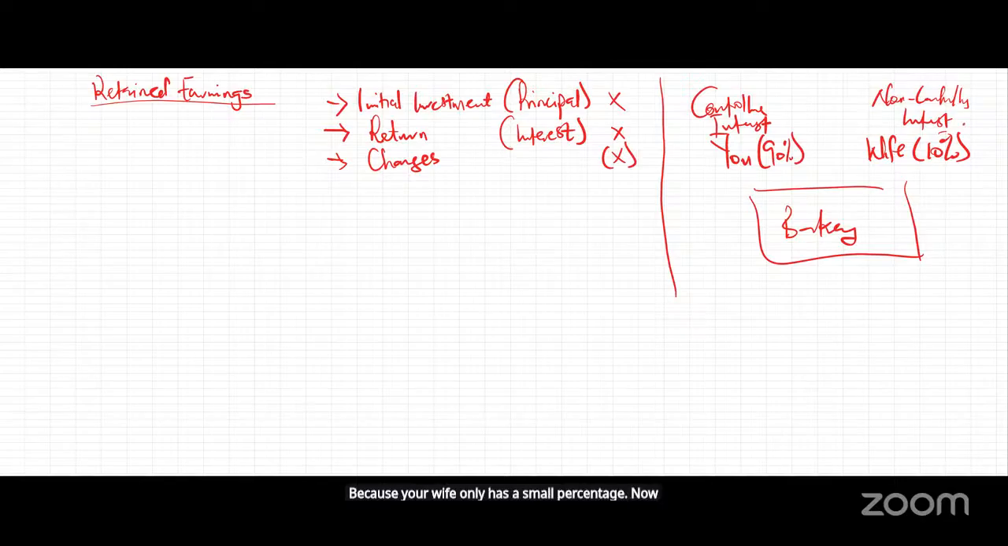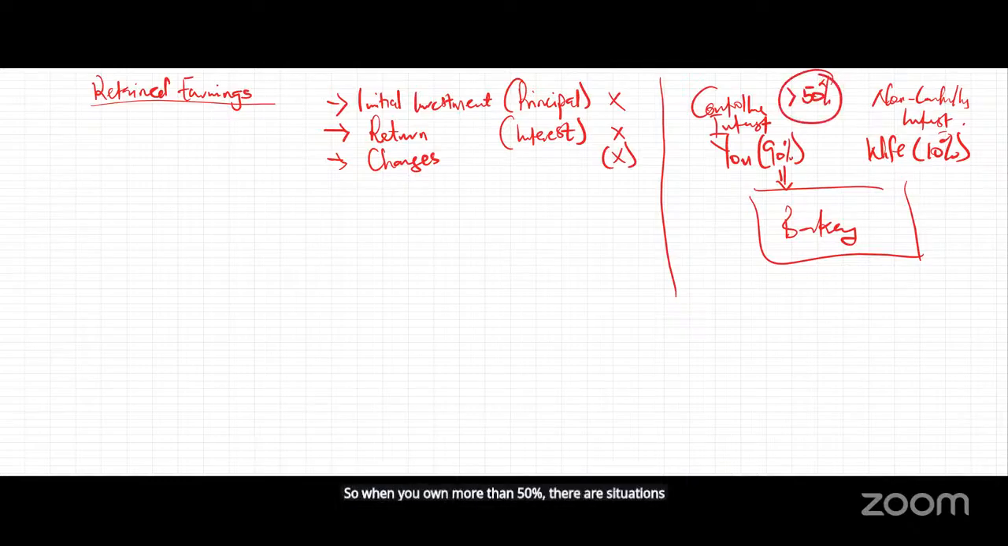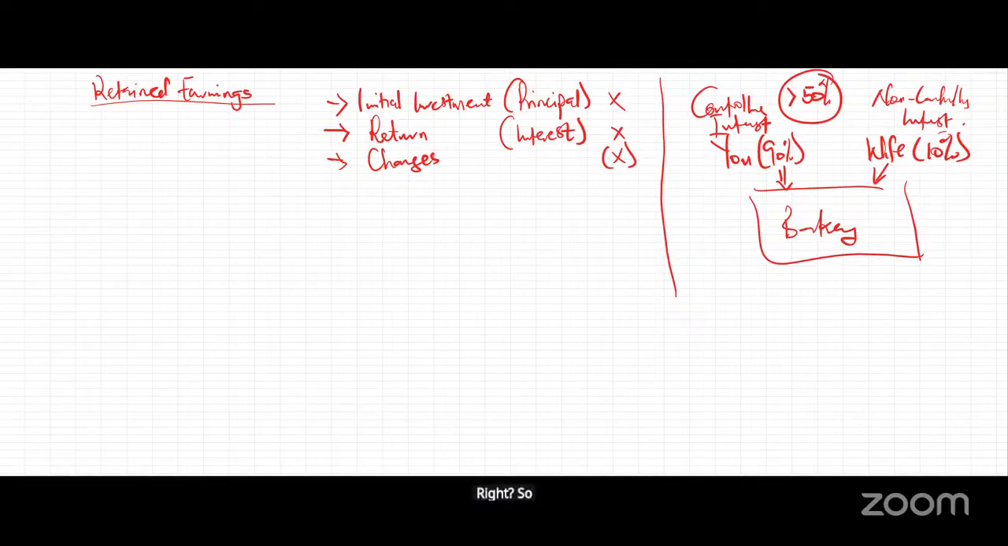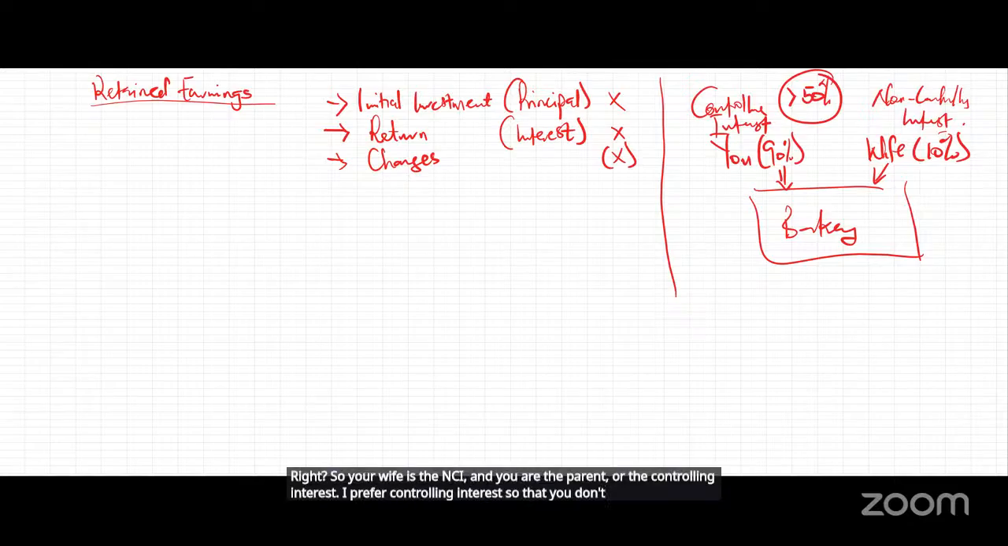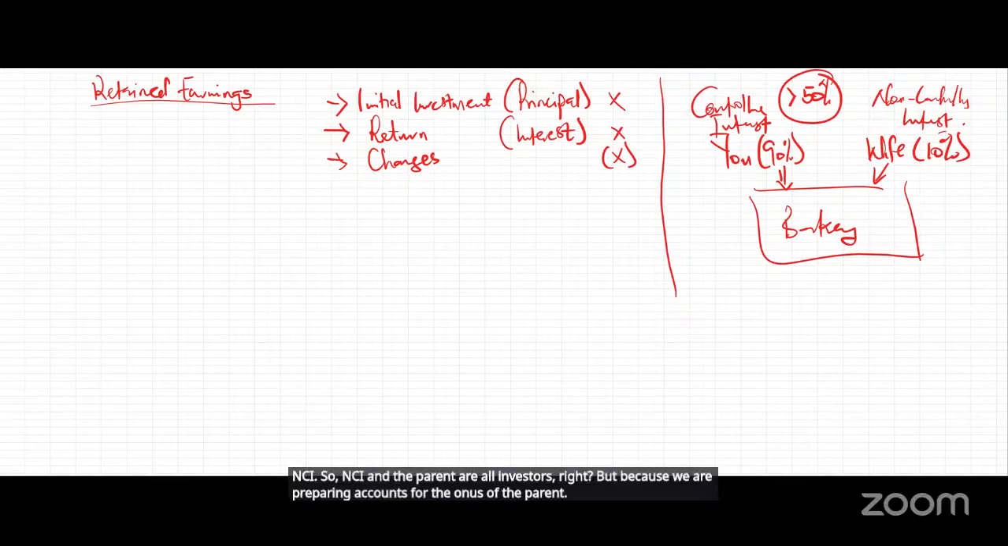Now, the controlling interest controls everything, irrespective of that 90%, because literally you have control. We said you have control when you can govern. So when you own more than 50%, there are situations where you can have less than that, but this is the most important concept. So your wife is the NCI and you are the parent, or the controlling interest. I prefer controlling interest so that you get it. Majority interest and minority interest. That's what NCI is. So NCI and the parent are all investors, right? But because we are preparing accounts for the owners of the parent, we still disclose NCI, because I control everything in the business.